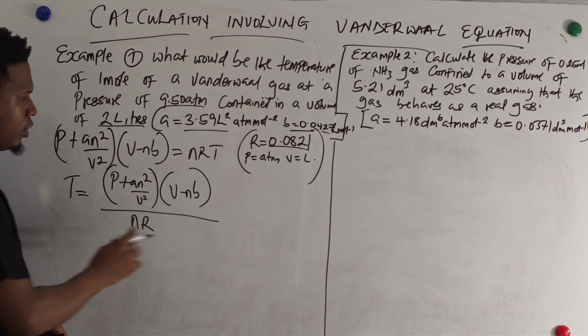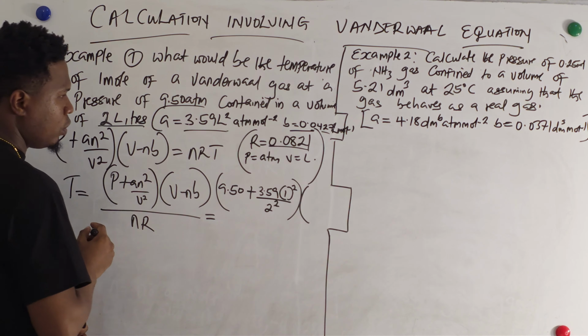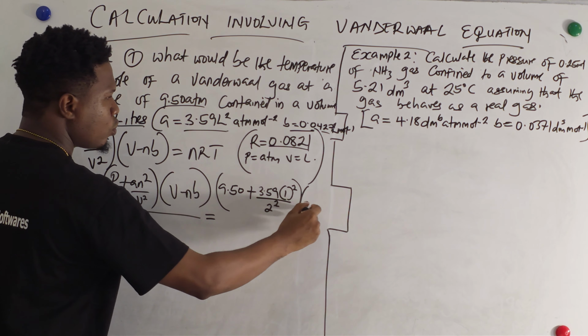Then you close this bracket, into what is V now? V is still 2. So 2 minus, what is n? n is 1, times b. What is b? 0.427. Okay? So all these divided by, what is n? 1 times R, 0.0821.